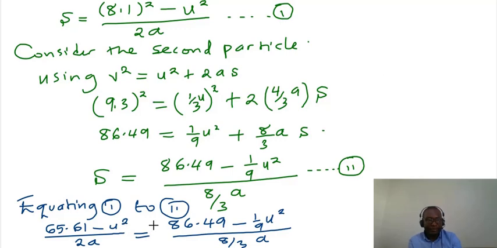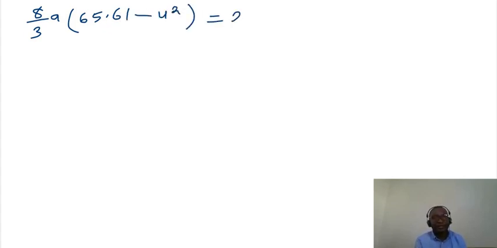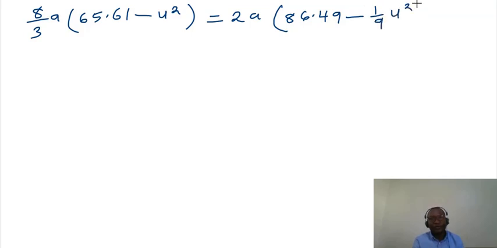Now we need to simplify this here. We can cross multiply. We shall have 8 over 3a into bracket 65.61 minus u squared, should be giving us 2a into bracket 86.49 minus 1 over 9 u squared. If we divide both sides by a, we can see that a will be leaving our equation.